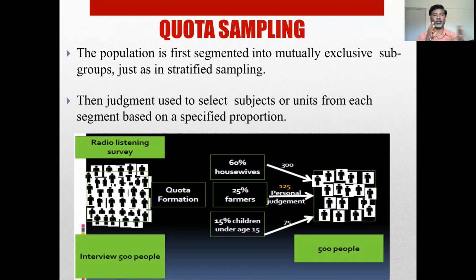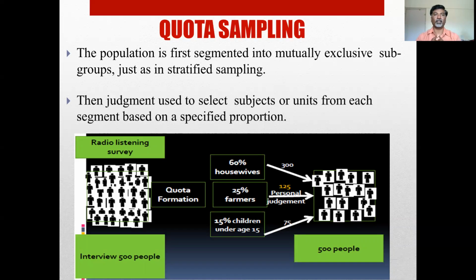So I have divided the total population into these 3 strata, and from these 3 strata I have identified what percent of the total population are housewives, what percent are farmers, and what percent are aged less than 15 years. From that percentage I have decided to select 500 respondents. So to fulfill 500 respondents, we have to calculate how many members to select from housewives, from farmers, and from children, and on that basis we fulfill our quota of 500 people.